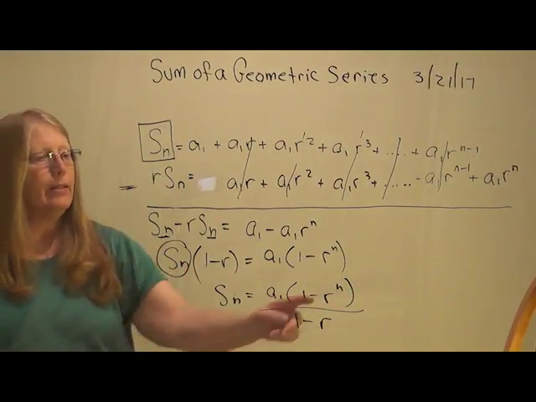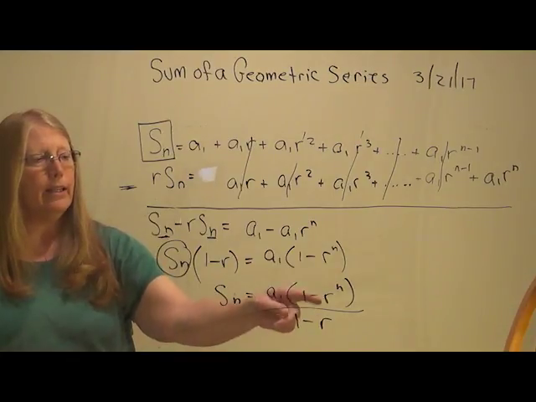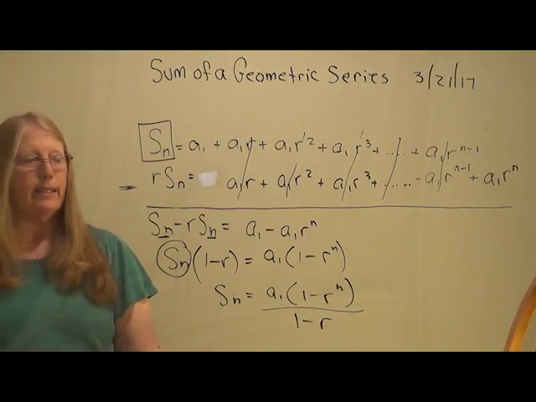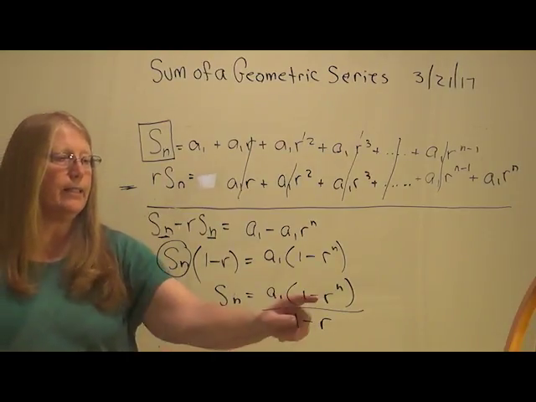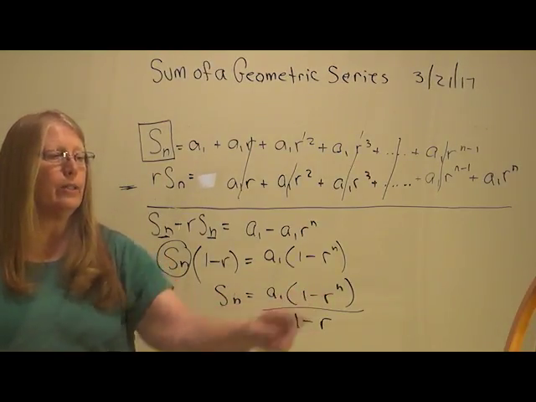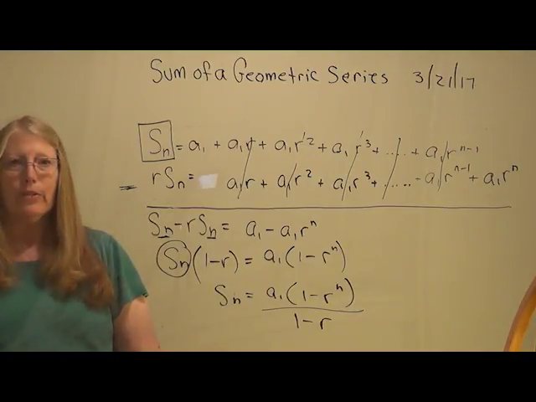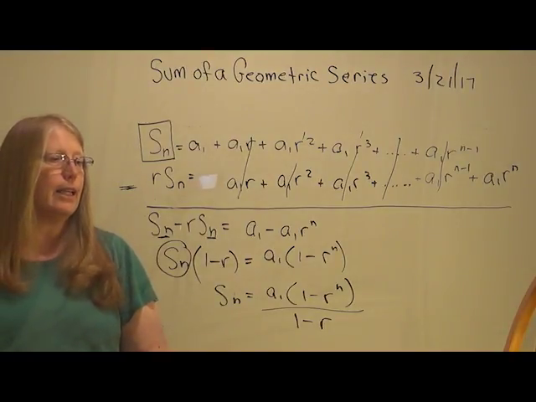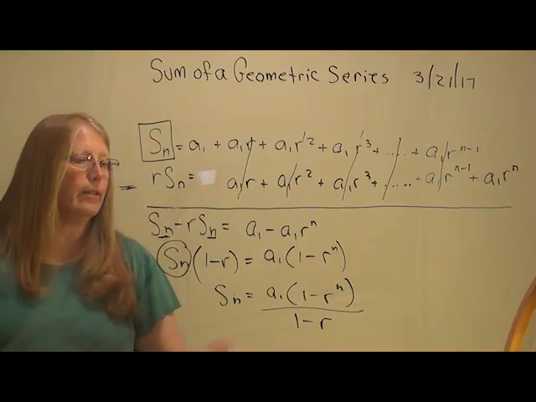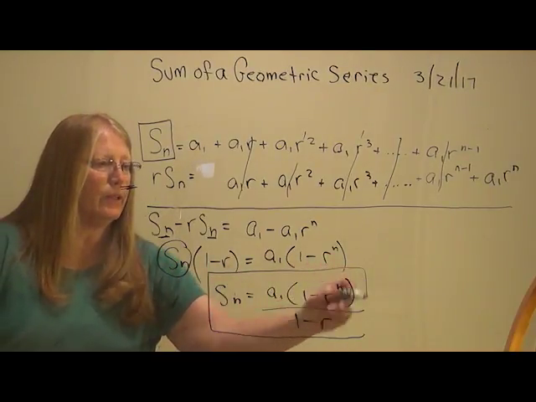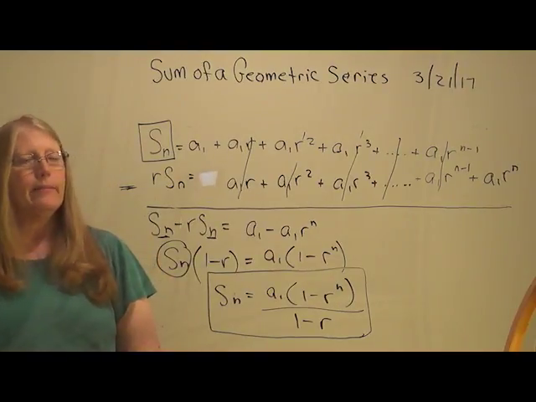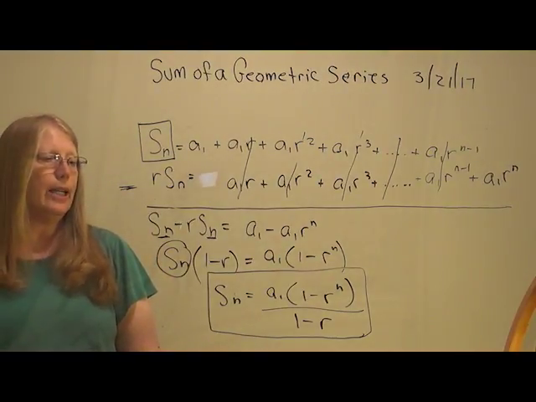Alright, it might look initially like these can reduce, but they cannot. This r to the n prevents us, and this minus sign. If these were multiplied, we could do some canceling, reducing, but since this negative sign is here, we can't. So this is as far as it goes. This is a famous formula. S sub n equals a sub 1 times 1 minus r to the n over 1 minus r.